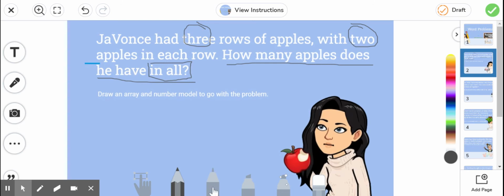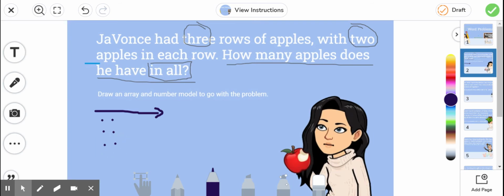So you're going to tap your pen to make an array, and we're going to have 3 rows, and rows, as you remember, go across. And there are going to be 2 apples in each row. So I'm going to go ahead and put 1 row and then 2 rows and 3 rows.